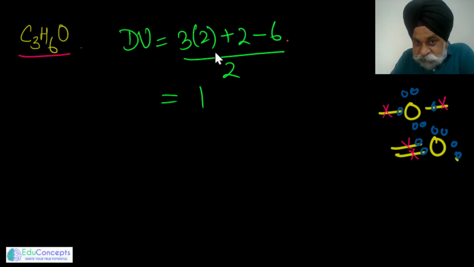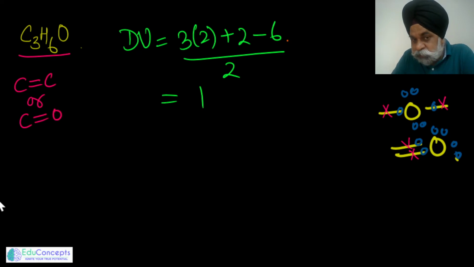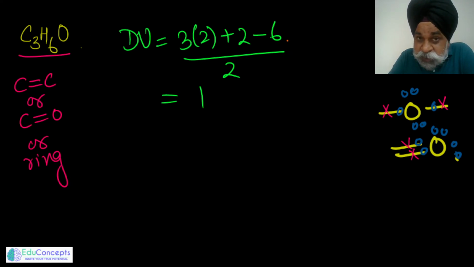So now we have found that the degree of unsaturation came out to be 1. That means there must be one double bond, and that double bond can be in the form of a carbon-carbon double bond, or a carbon-oxygen double bond, or in the form of some ring also. It can be in the ring form also. So important and so interesting has the topic become.